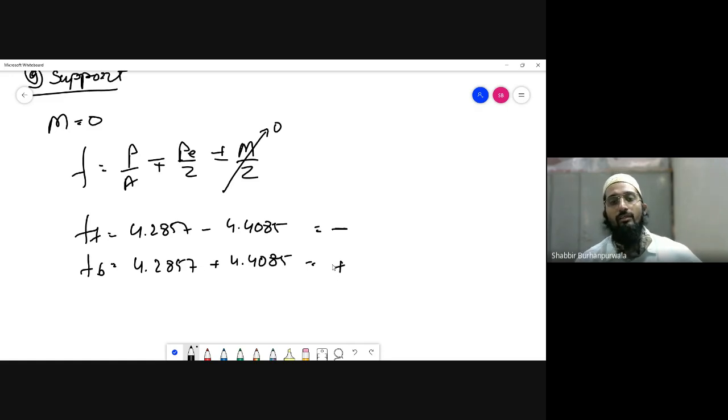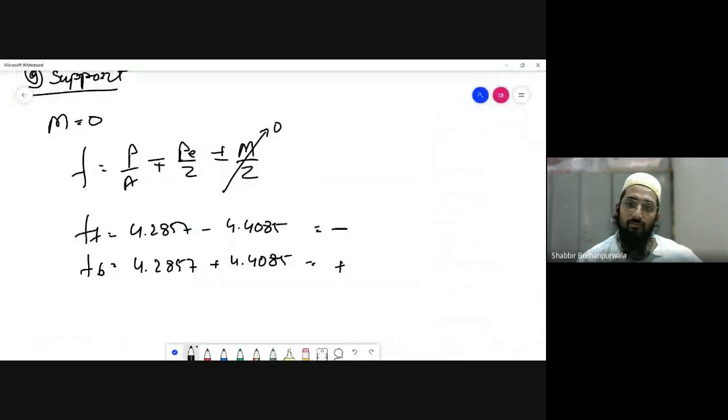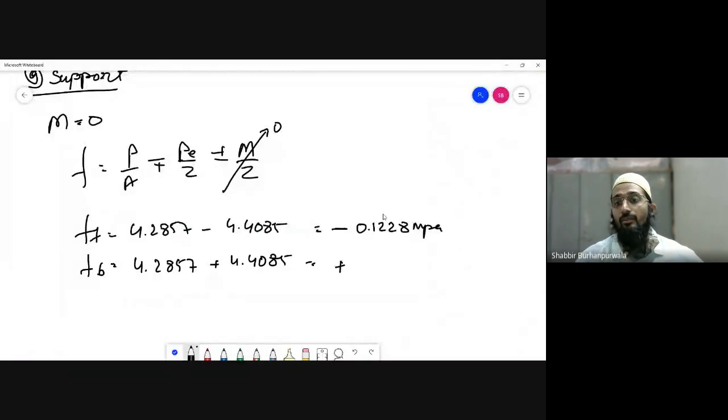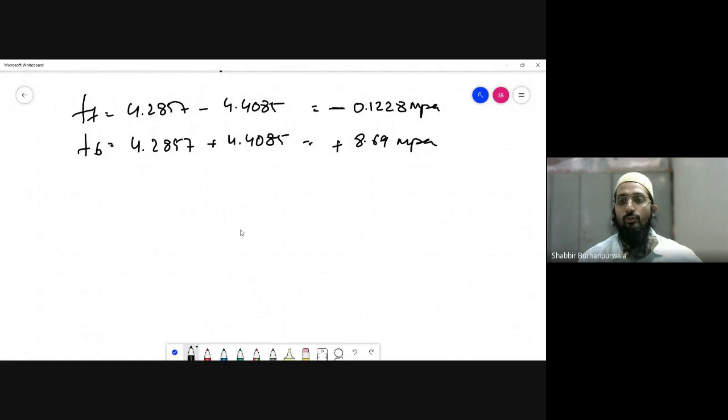For the first part, for the top stress, the amount is going to be minus 1.228, as suggested by Ananya Sawant. And for the bottom, it is going to be 8.69 MPa, as suggested by Hamza. So see, always your answer is not finished until and unless you make the stress diagram.